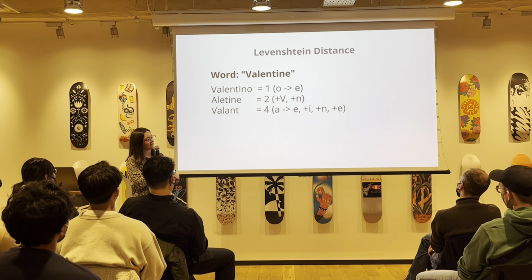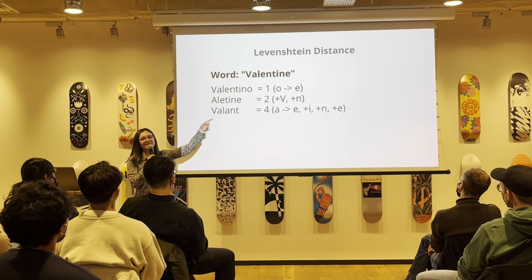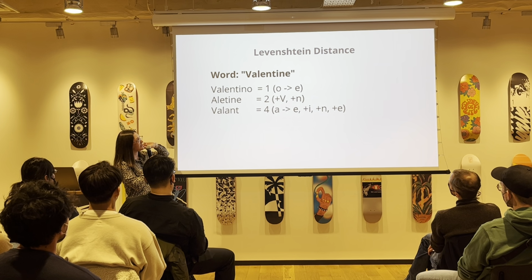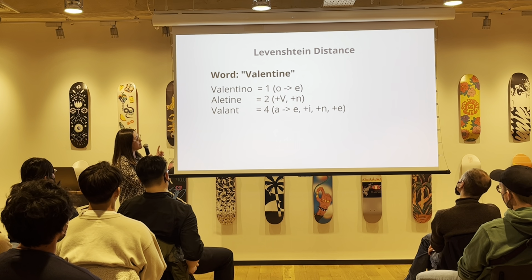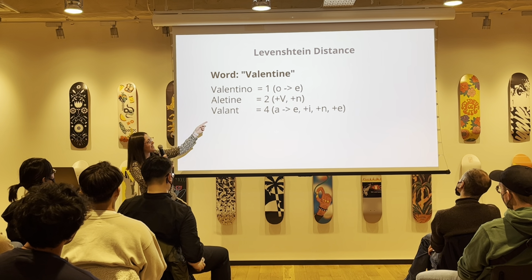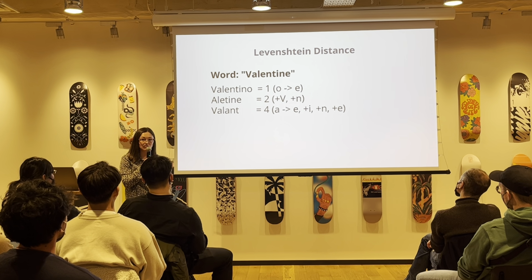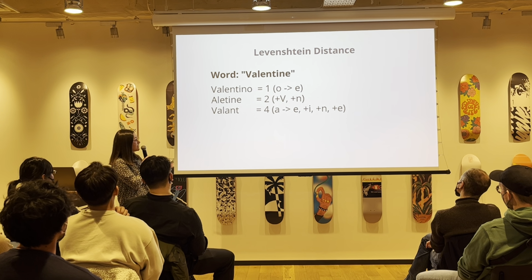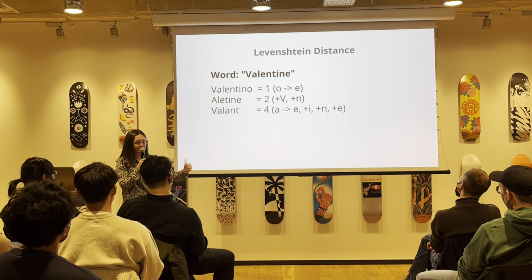Let's do a nice Valentine's Day themed example, right? So this is our original word, Valentine, and we want to compare the Levenshtein distance between Valentine and some other words. So Valentino, the Levenshtein distance is just 1, right? We're just changing the last letter, O, to an E to get back to Valentine. Again, Alentine, however you want to say that, has a Levenshtein distance of 2 from the word Valentine, and Valent has a Levenshtein distance of 4. Hopefully that's clear.